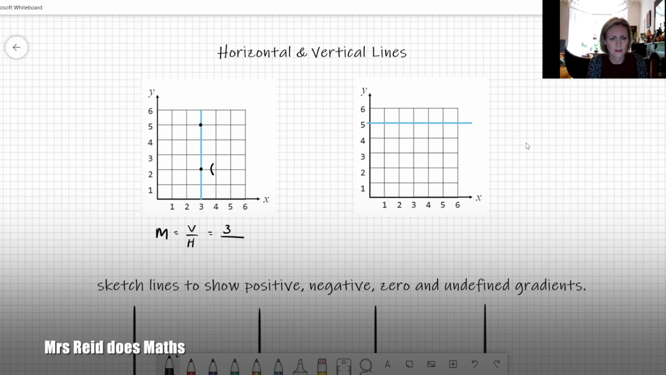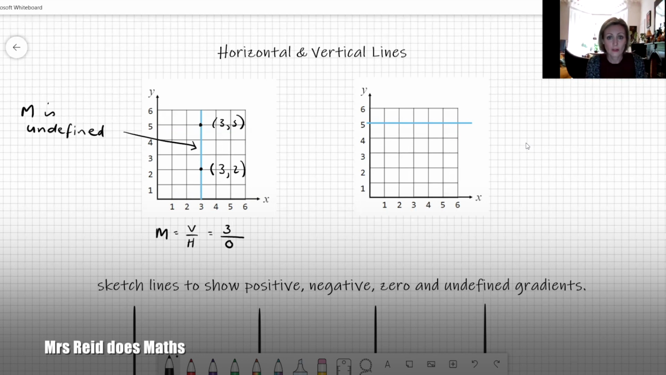So this one here, the coordinate of that is 3 across, 2 up, and this one is 3 across, 5 up. So the vertical change goes from 2 to 5, so that's 3, but the horizontal change going across the way, it's going from 3 and it's still at 3, so there's no change, so it's 0. And so we know that we can't divide by 0. If you put 3 divided by 0 into your calculator, you'll get an error. So what we say is that the gradient of any vertical line is undefined. We just say it's undefined.